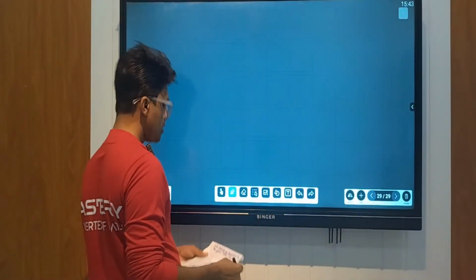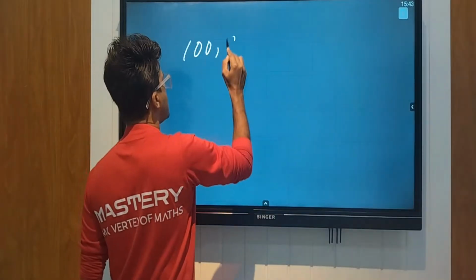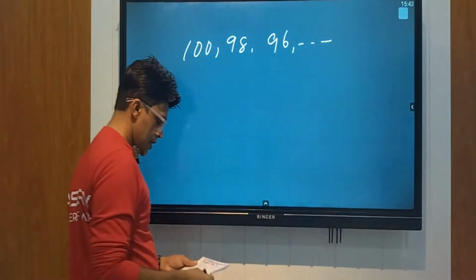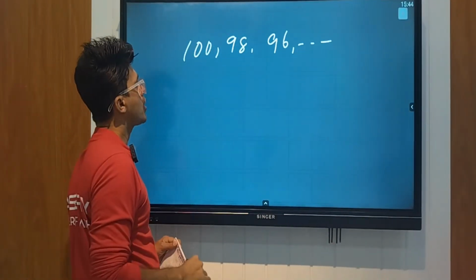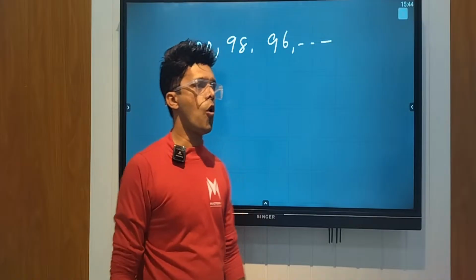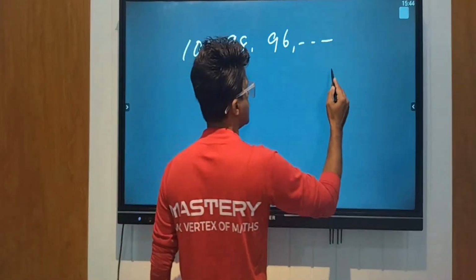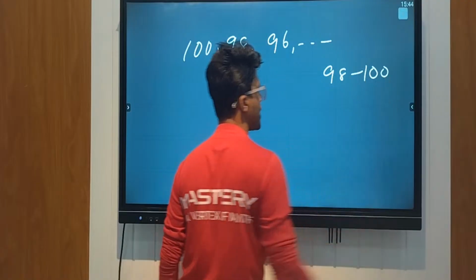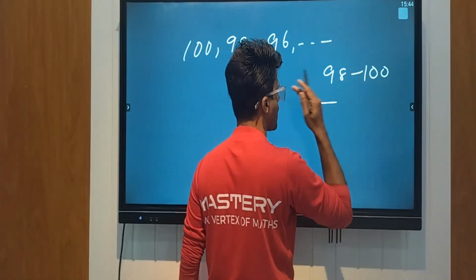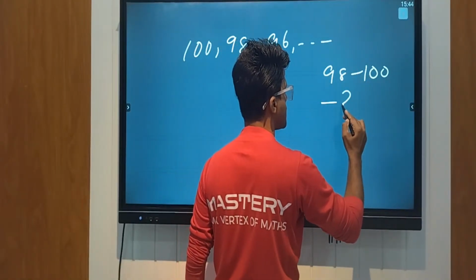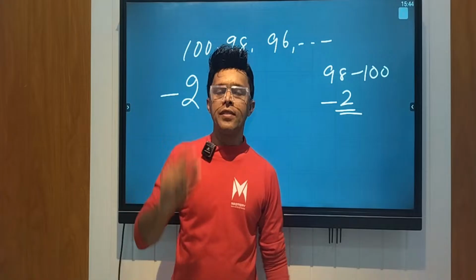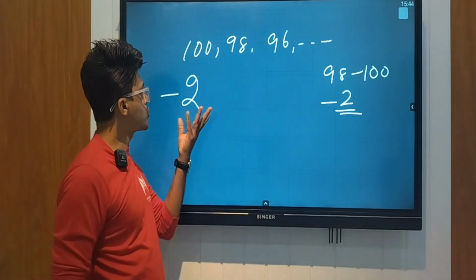Think of this one: 100, 98, 96. Let's get the general term of this number pattern. Find the common difference first. What should be the common difference here? That is 98 minus 100. The greater digit is 100, the sign opposite to the greater digit is minus, and 100 minus 98 is 2. So minus 2 is the common difference here.